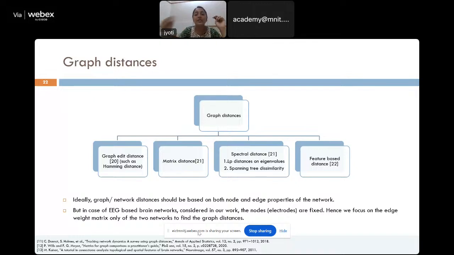The fourth is feature based distance. In feature based distance, we take some features from network 1, we take some features from network 2, and then we define how dissimilar these two networks are. So there are several graph distance measures in the literature which try to find the similarity between any two networks.